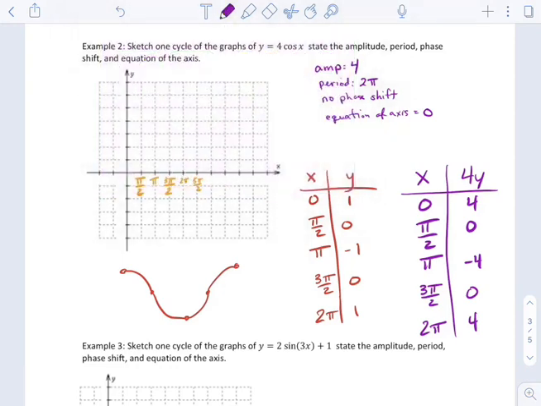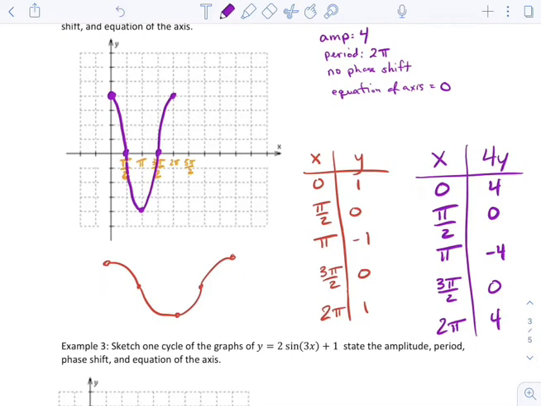So use purple. So 0 and 4. We're going to have pi over 2 and 0. Pi and negative 4. 3 pi over 2 and 0. Back up at the top. And that's our graph. If I was wondering what the original graph looked like, well, it would have been something like this. You can see that the purple one is a lot more stretched than the base graph for cosine, the red one.